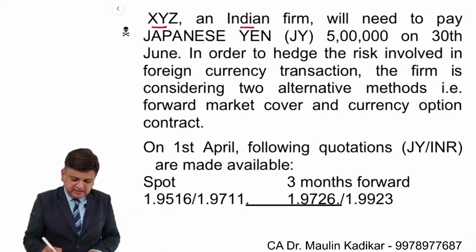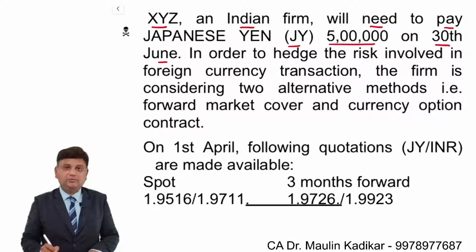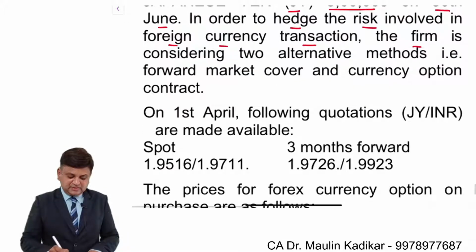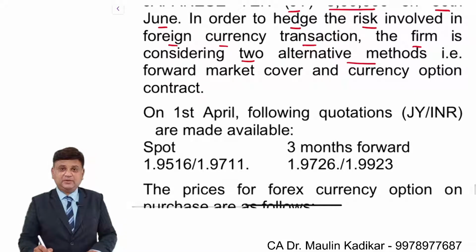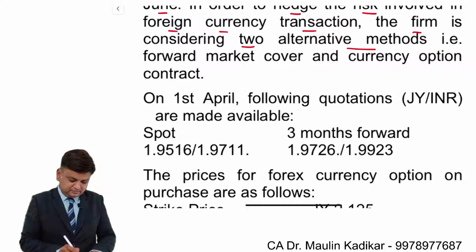XYZ Limited, an Indian firm, will need to pay 5 lakhs Japanese yen on 30th of June. In order to hedge the risk involved in foreign currency transaction, the firm is considering two alternative methods. First, forward market hedge. Second, currency option.